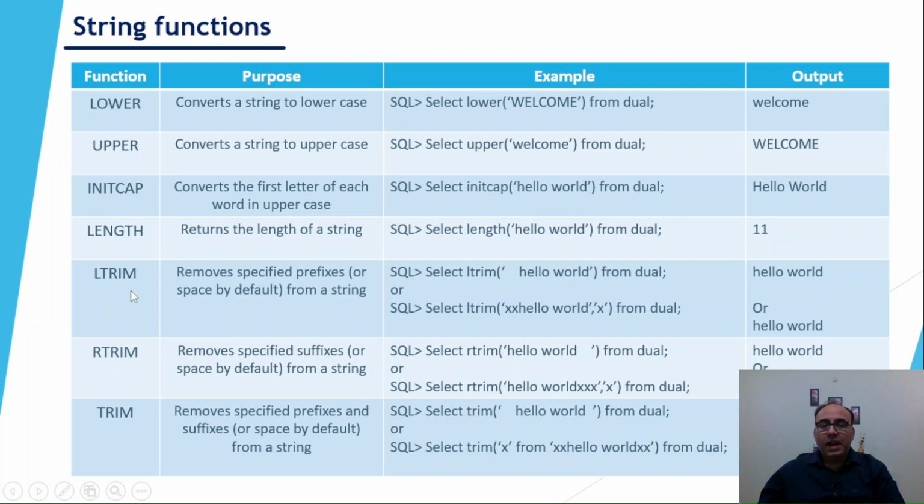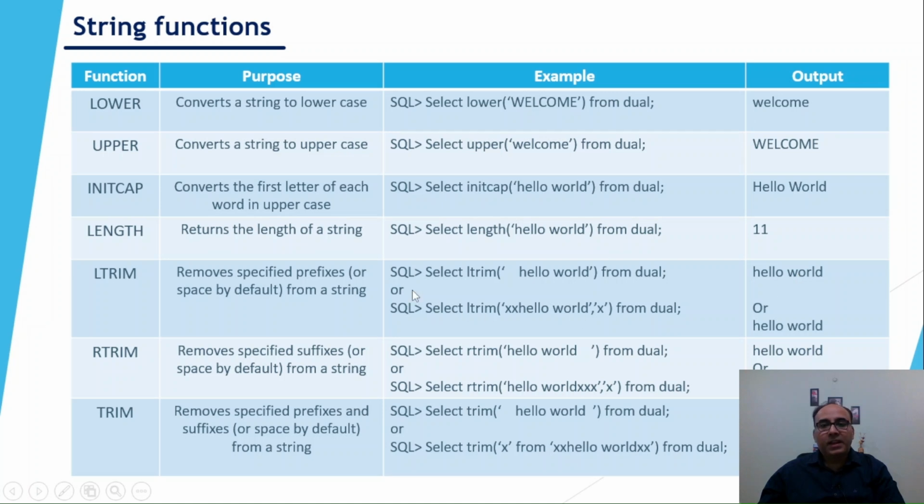Then we have LTRIM. This basically removes specified prefixes from a string. If we are not defining any prefix, by default space will be considered as the prefix. For example, select ltrim(' hello world') from dual. Here we are able to see this particular space. Now if we execute this query, it will remove this space. So the outcome will be hello world without any space in the string.